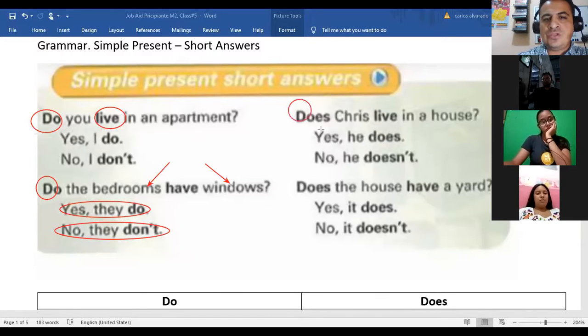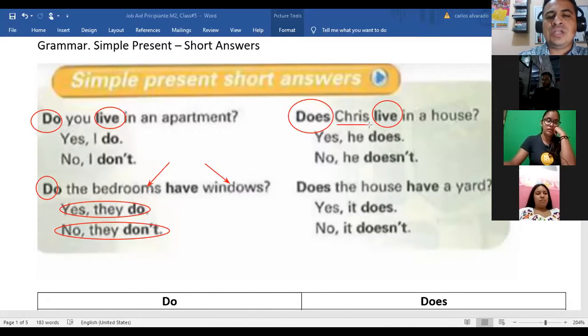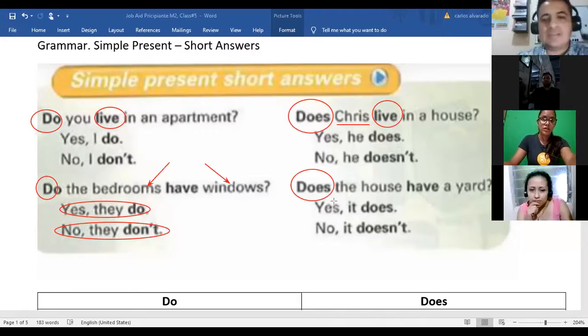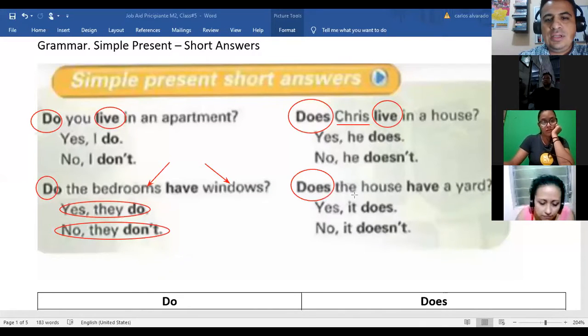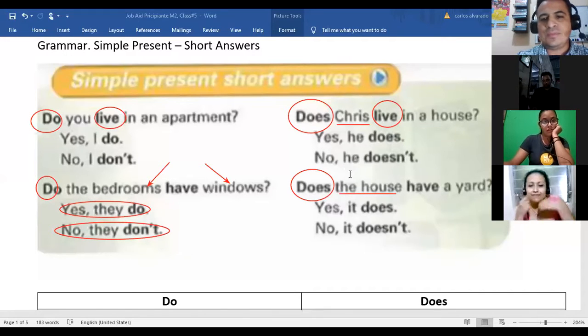What about this question? Does Chris live in a house? This is simple present, right? But ¿por qué uso does? Why do I use does there? Porque está hablando de él. Yes, correct. It's he, she, or it, right? Tercera persona singular. Aquí hay una tercera persona, es una singular, Chris. So I use does. Does Chris live in a house? Yes, he does. No, he doesn't. Okay. Does the house have a yard? ¿Por qué uso does aquí? Porque está hablando de alguna cosa. Correct, right? Estoy hablando de una cosa, the house, la cual también podría usar it, right?